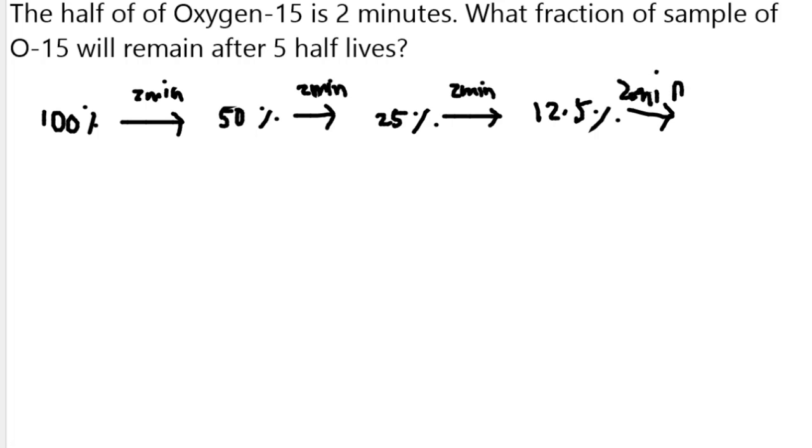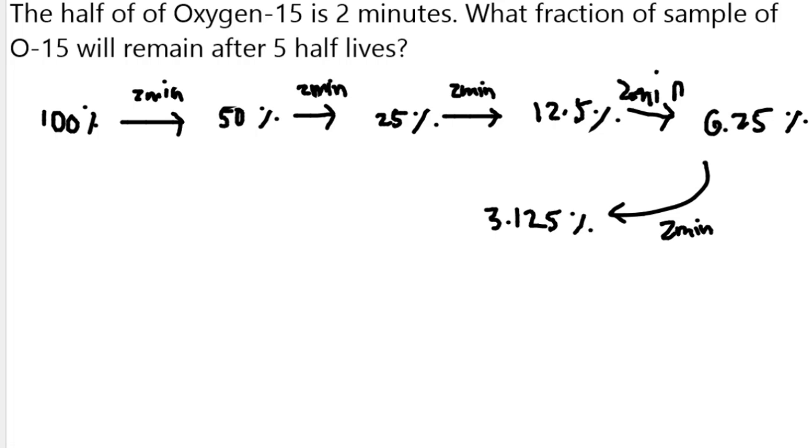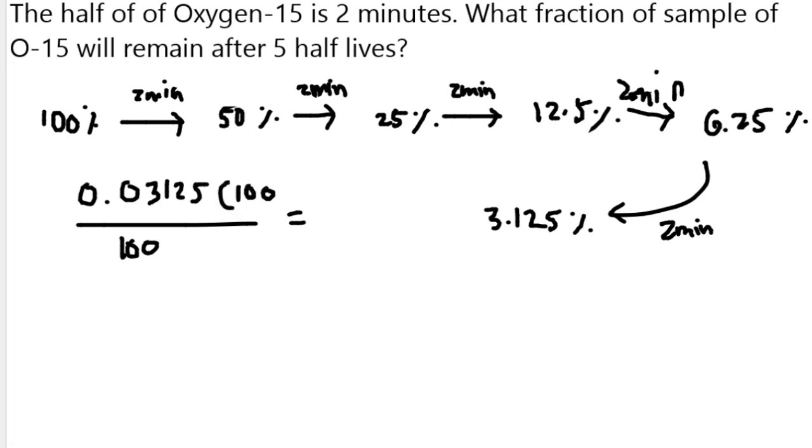Now we undergo another half-life, our fourth half-life. So it's 6.25%. And another half-life, the fifth half-life, that's going to be 3.125%. Now what we can do is divide this by 100. Actually, we did this in percentage, so let's multiply this by 100. So the fraction of oxygen-15 that will remain is 1 out of 32, 1 over 32.